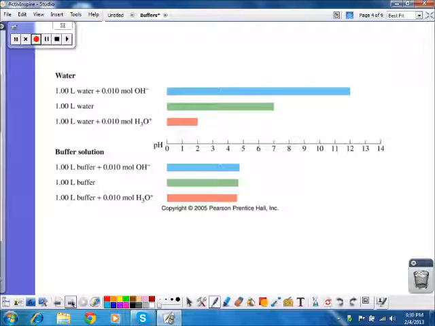Graphically we can illustrate this by looking at two different containers. A container that has 1 liter of pure water. The pH of pure water is 7. You can see that right here. If I add a small amount of hydroxide, so if I have 1 liter, this would be 1.0 times 10 to the negative second molar hydroxide. You can see the pH jumps all the way up to 12. Likewise, if I have a solution that is 1.0 times 10 to the negative second molar in hydronium, the pH is 2. So very acidic.